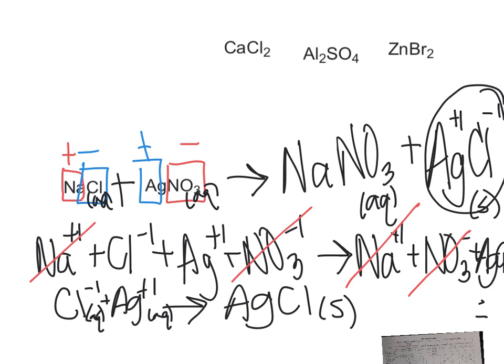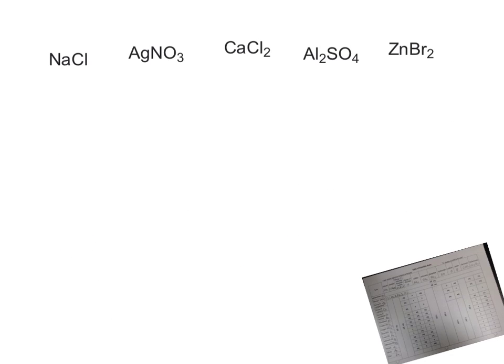So we've got our complete ionic, where we've written everything out. We've got our net ionic with our spectator ions booted, and that is a double replacement reaction, and we have to have our precipitate formed. So let's look at one more step.